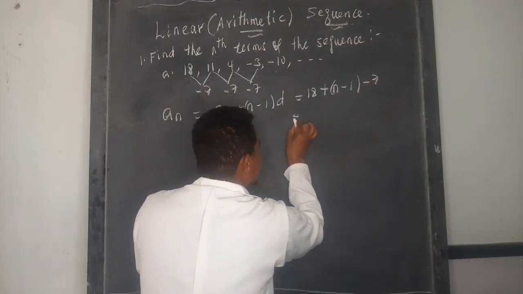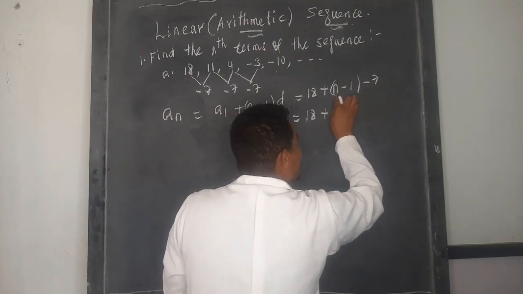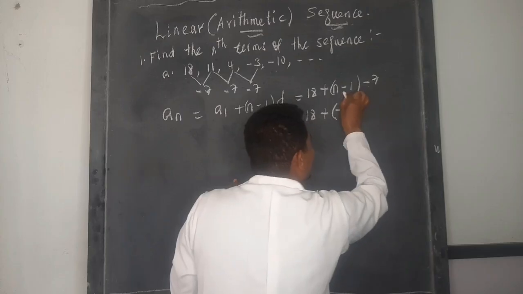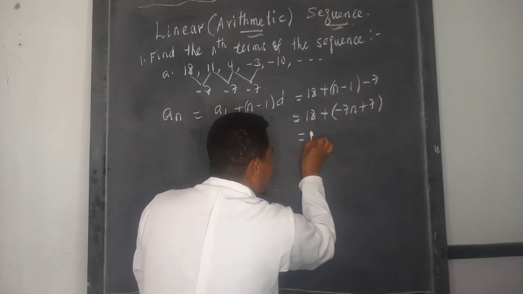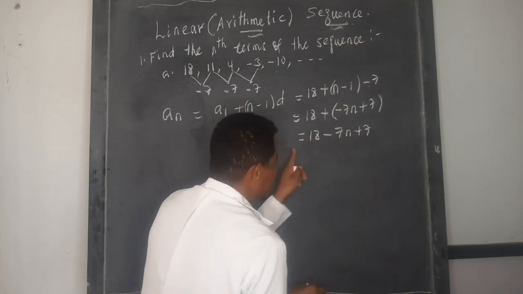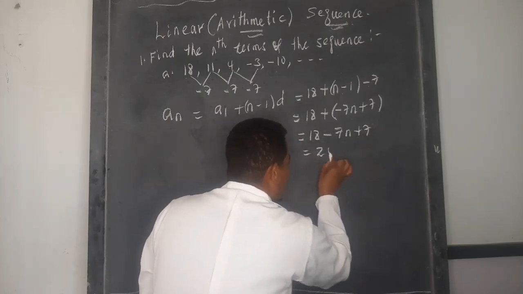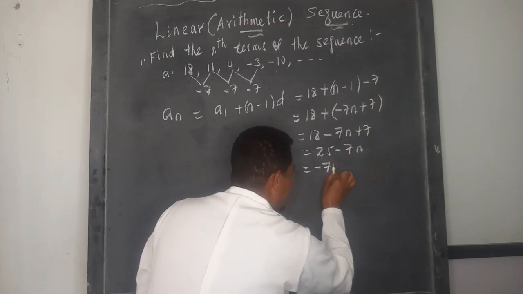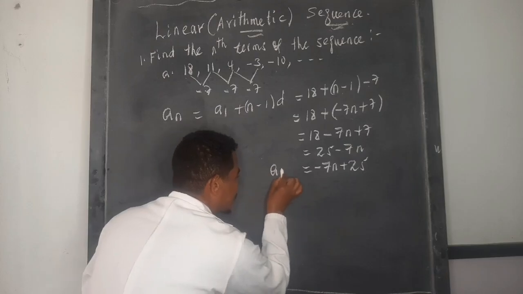So this is the same with 18 plus minus 7 times n is minus 7n. Negative times negative is positive, plus 7. This is the same with 18 minus 7n plus 7. That is, 18 plus 7 is 25, so it is equal to 25 minus 7n, which is the same with minus 7n plus 25. That is an.